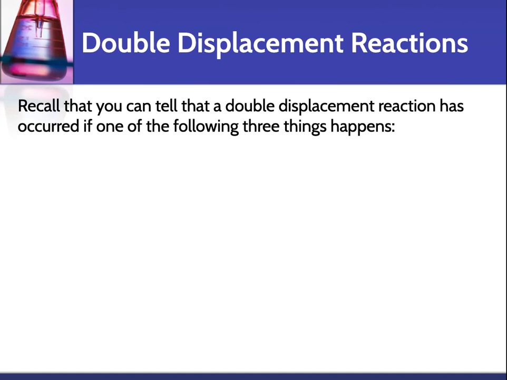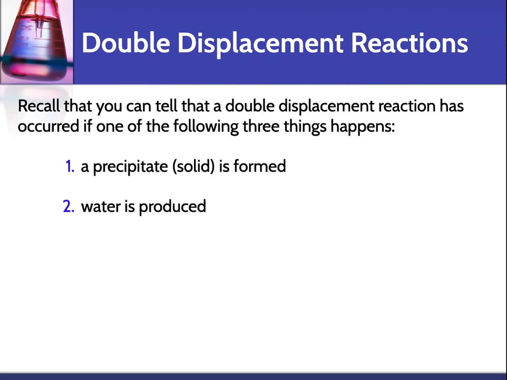Also recall that you can tell that a double displacement reaction has occurred if one of the following three things happens. The first is when a precipitate or a solid is formed, like in the example we just went through. The second, water is produced. The third, a gas is produced. We have a previous lesson which covers the formation of precipitates. So today we're going to look at the reactions where water is produced or where a gas is produced.